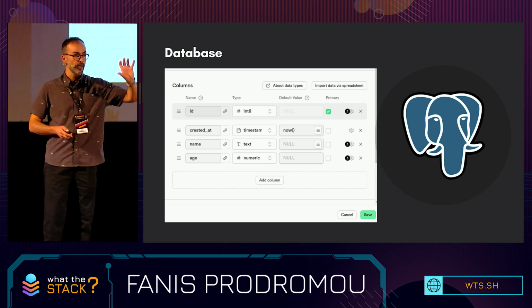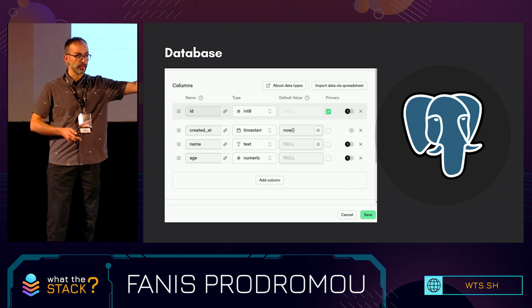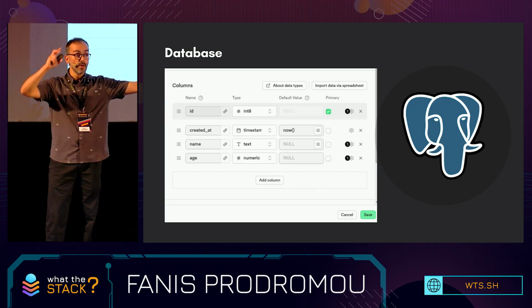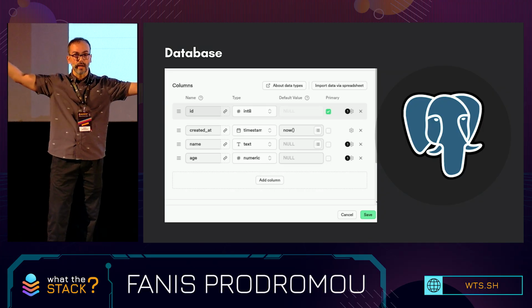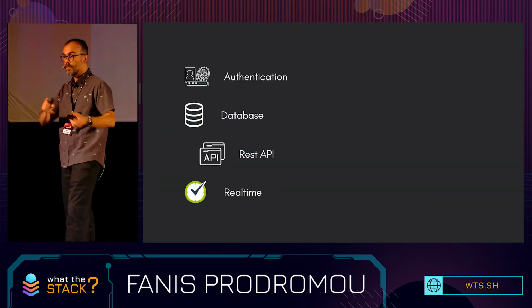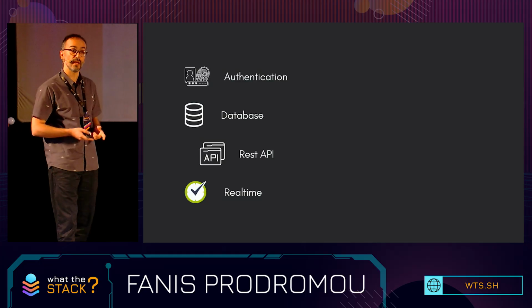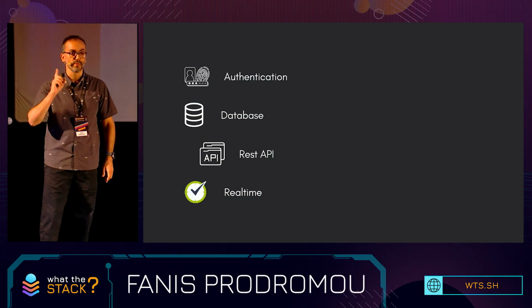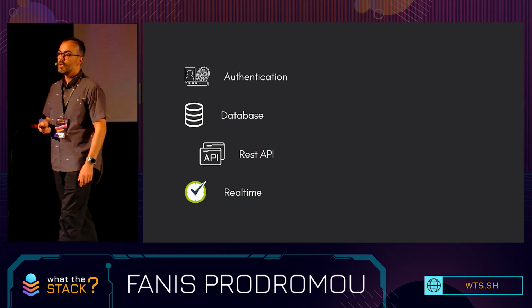But wait a minute, I have my table already there, and somehow now I have to use that table from my UI. How can I do that? To bridge that gap, of course, we need to have an API. So let's now talk for the second feature, the REST API.